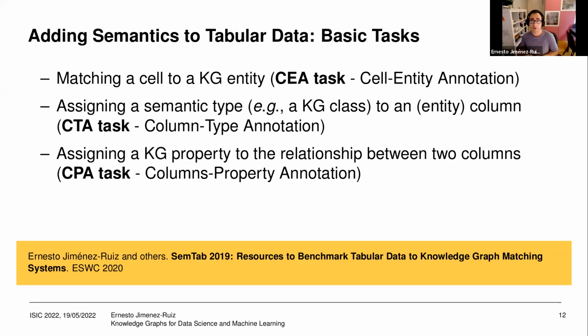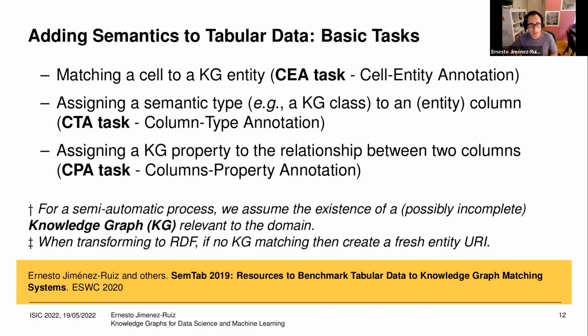And then finally, we were also very interested in identifying relationships among columns. That was what we identified as the CPA task, which identifies with which knowledge graph property 2 columns are related. This was part of a challenge we organized to match tabular data to existing knowledge graphs. Of course, this assumes that there is a knowledge graph in place, which could be incomplete, but there should be something giving us some information about the domain, and especially some classes, some ontology describing the domain.